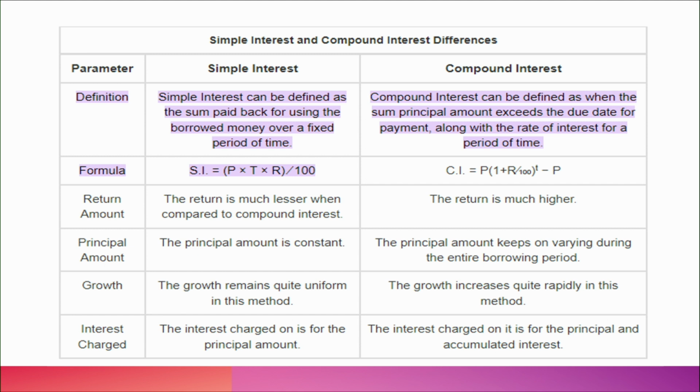Now, growth. The growth remains quite uniform in simple interest, because uniform growth is considered for simple interest, whereas the growth increases quite rapidly in compound interest. Interest charged: in simple interest, the interest is charged on the principal amount only. Here, in compound interest, the interest is charged on the principal and the accumulated interest.